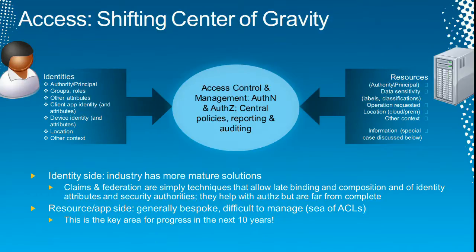I'm essentially arguing that we have more maturity on the identity side of this diagram, and that that's enhanced by the claims and federation model because of the ability to do composition and so forth. But we're weak on the resource and app side, and that's what we call the Sea of ACLs problem. This is a classic question we get from an IT audience. In fact, you could stand up at the mic in a minute and beat me up on this: how do I know what resources my user has access to in my corporation?